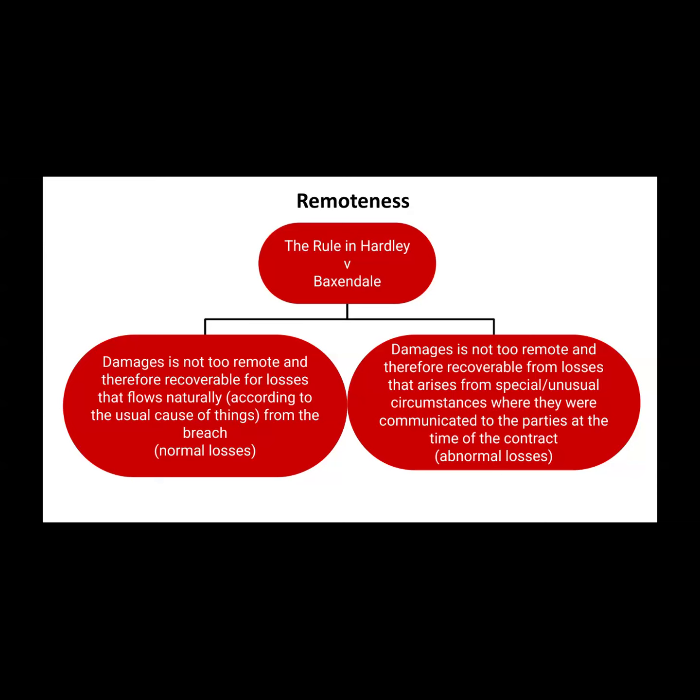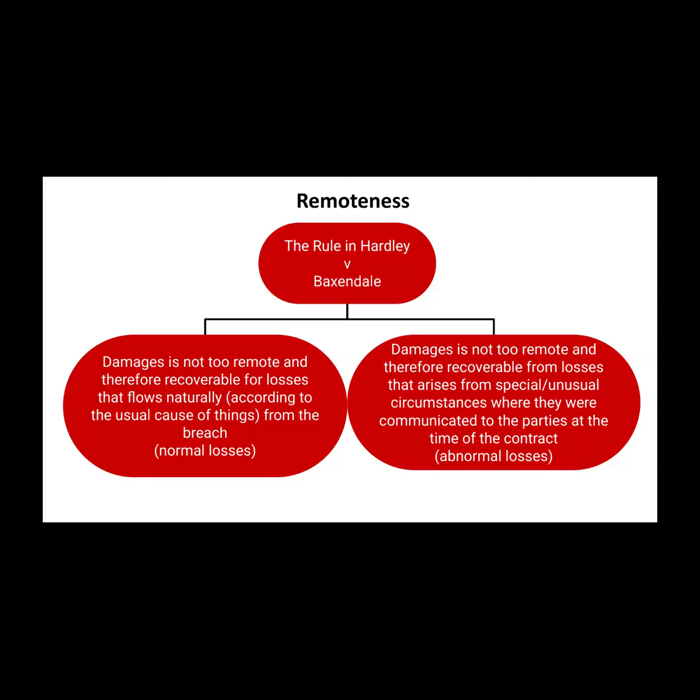And so what happened in that case was that the court laid down two rules that should be adopted when determining whether the loss is too remote or not. The first one is whether the damages arise naturally from the usual course of the breach, right? The damages arise naturally, and this is usually referred to as the normal losses or ordinary losses.